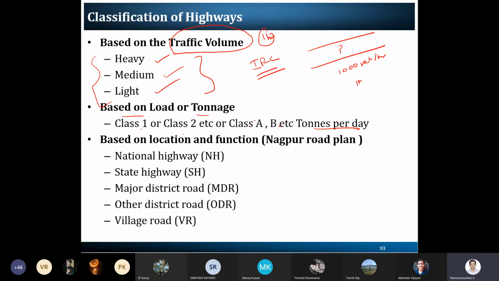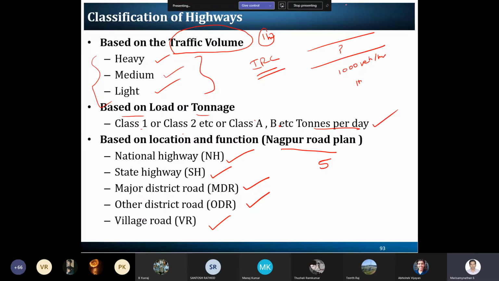So with respect to the tons per day, the road can be classified. Then, mostly the Nagpur road plan, what they have introduced, I told, is a 5-fold classification. That 5 classification is nothing but national highway, state highway, major district road, other district road, and village road. All the classifications we will see with separate explanations in the further slides.